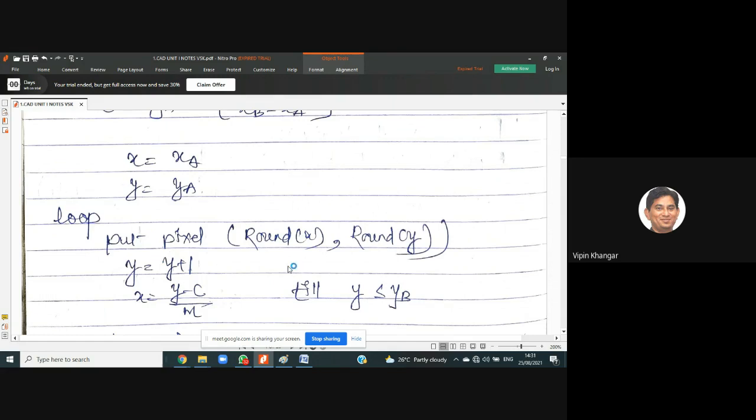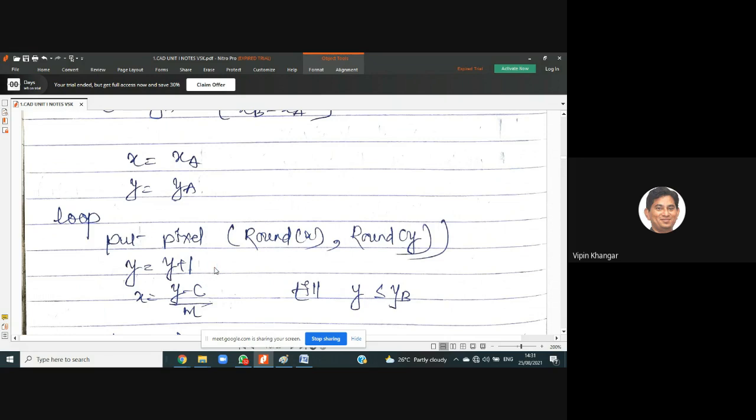So put pixel. Basically here your complete screen is classified into horizontal and vertical lines, and those boxes will be called pixels. So basically here we're just going to take the rounded values, so that actually is not required. So putpixel round x, round y. Now the next point is y is equal to y plus 1. So basically we will go incremental in y.